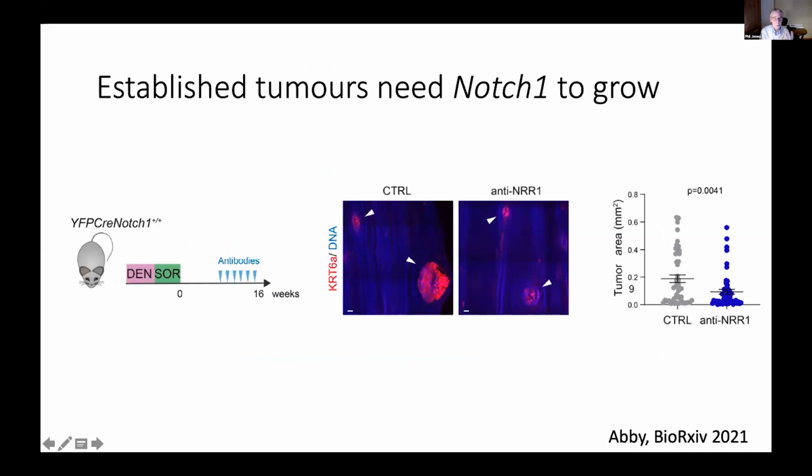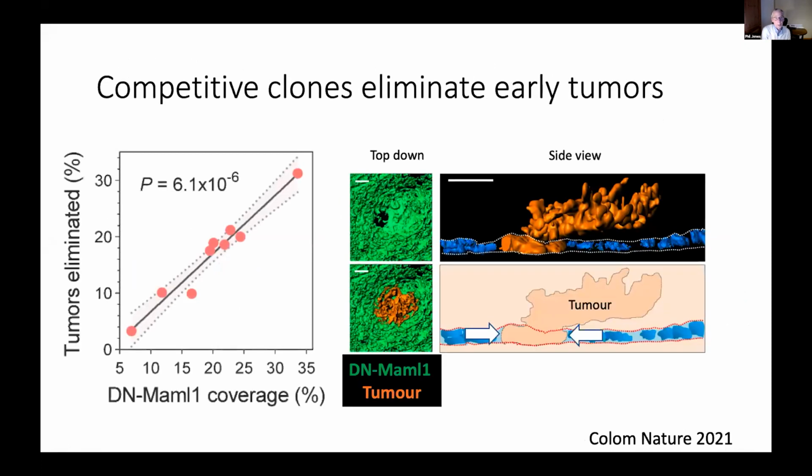And we've shown this genetically, but also with a function blocking antibody from Genentech. If you give the antibody, the tumors in the mouse model shrink. So you need wild type Notch to grow, and all your Notch1 null cells are protected from getting cancer. A second important comment on this is that very competitive clones in your normal epithelium can strangle and choke out and eliminate early tumors in the esophagus.